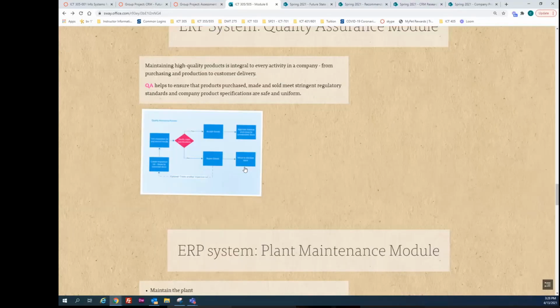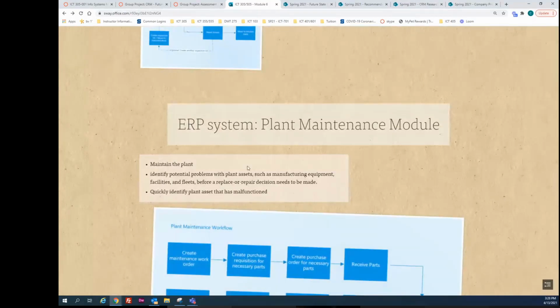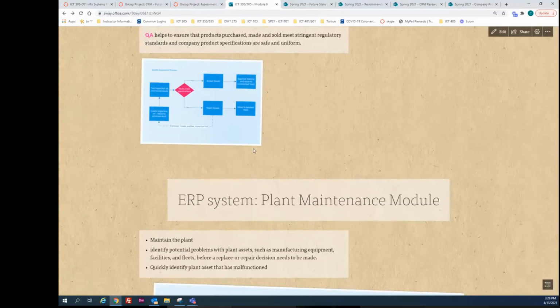Another part is plant maintenance, a plant maintenance module. So again, each one of these is kind of a key module in the ERP system that would be underneath the supply chain management part.